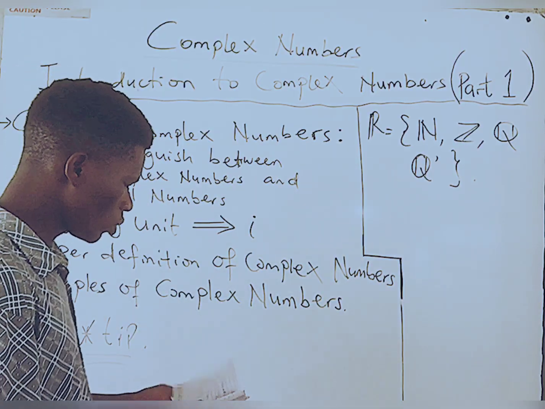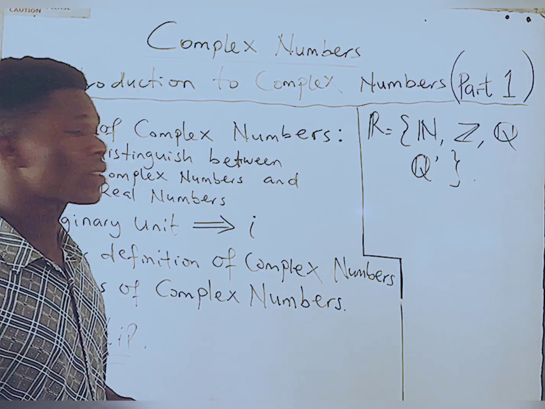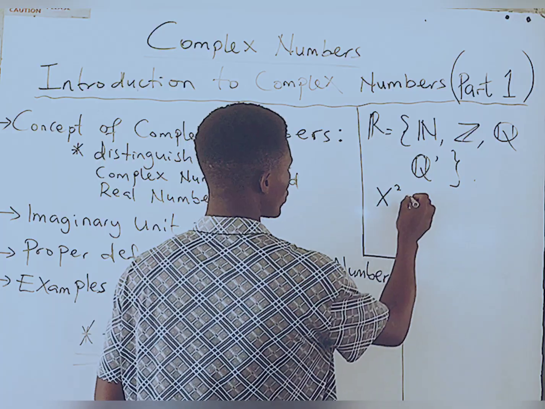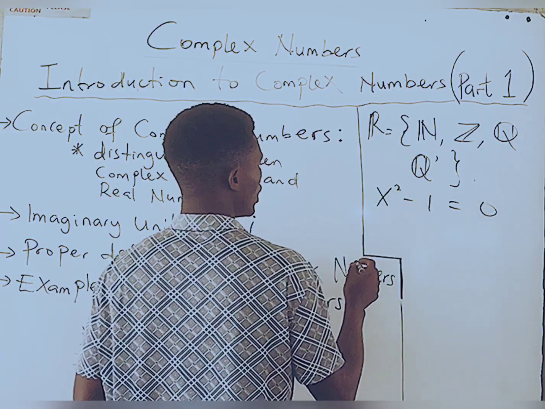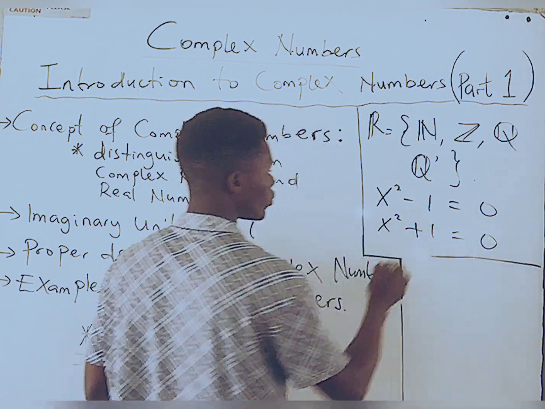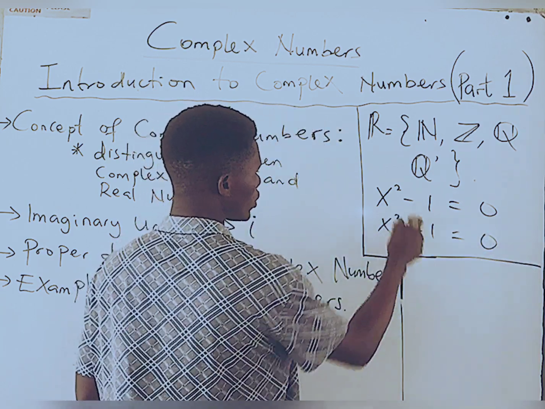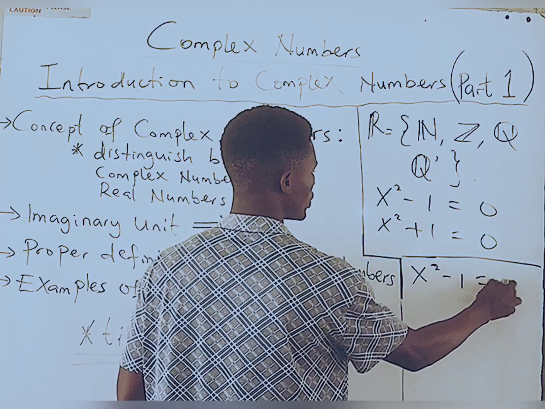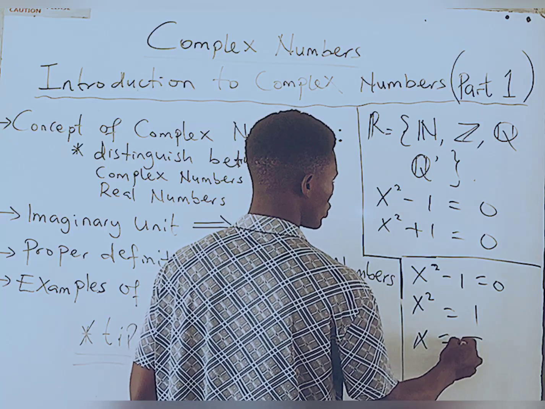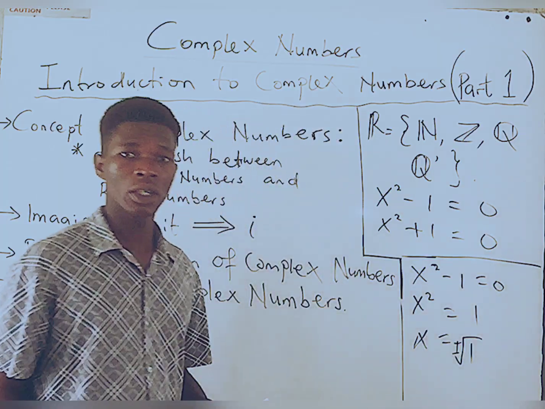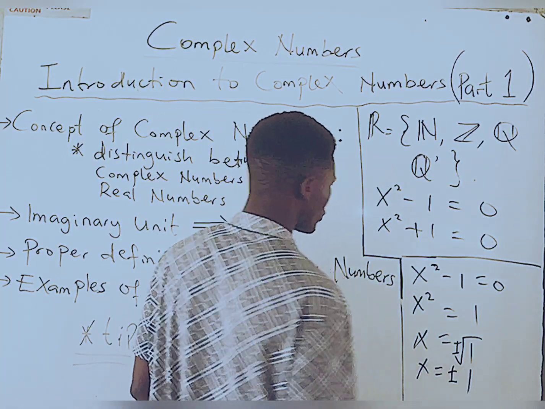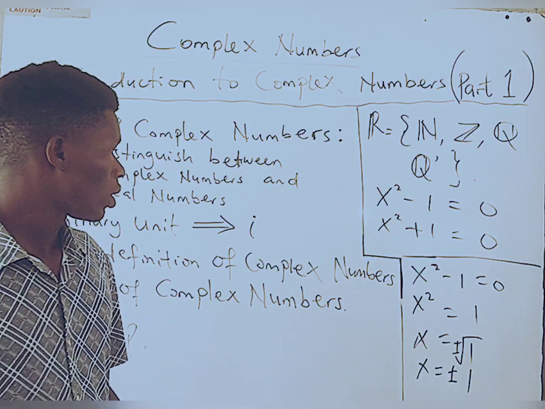Now, moving on to complex numbers, let us start with two quadratic equations. We have x squared minus 1 equals 0 and x squared plus 1 equals 0. Let's solve these two equations. We have x squared minus 1 equals 0, then x squared equals 1. That implies that x equals the square root of 1, plus or minus. So therefore, x equals plus or minus 1 in this case.